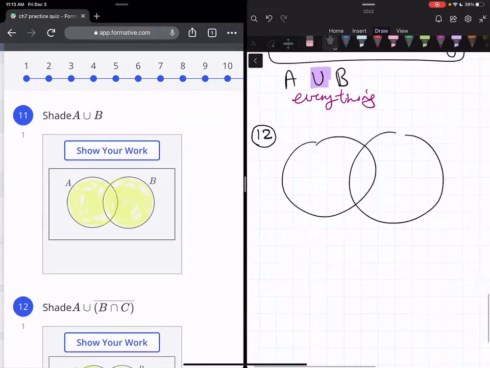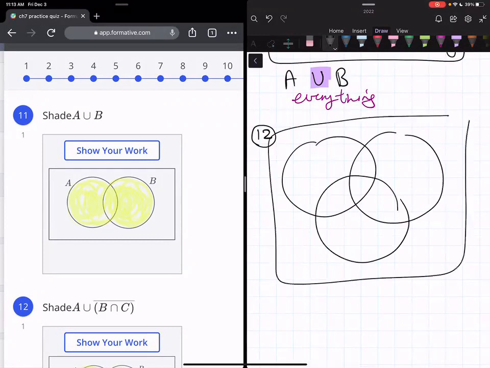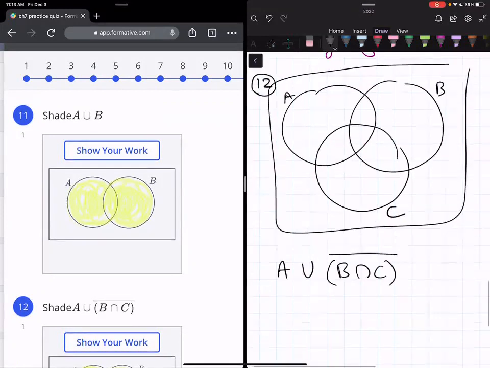So circle, circle, circle, universe, ABC. All right, so this is the most complicated setup that I've given you. Where do we start? With the parentheses. So what does B upside down symbol C mean? B shares with C. So B shares with C is here.